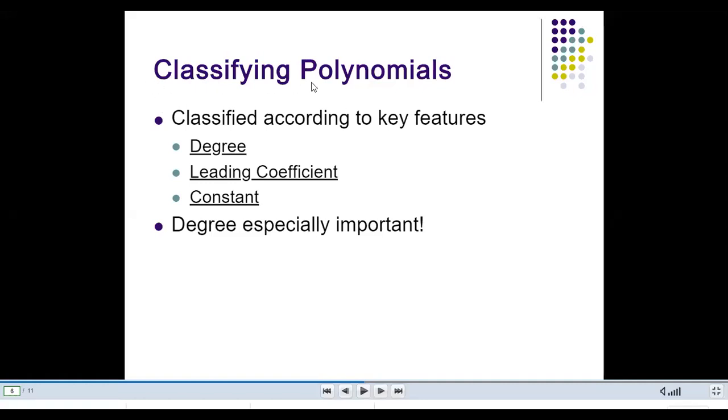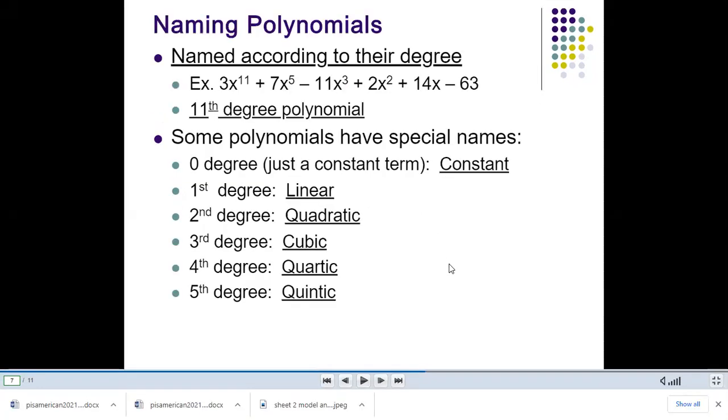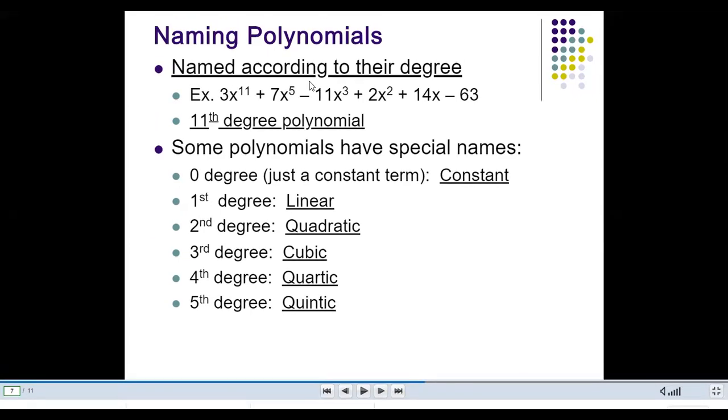If we want to classify polynomials, we classify according to the degree, the leading coefficient, or the constant, but the most important especially is the degree. They are named according to their degree, and this is very important to know, grade 8. Example: 3x to the power of 11 plus 7x to the power of 5, and so on.